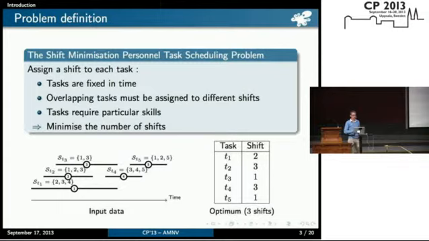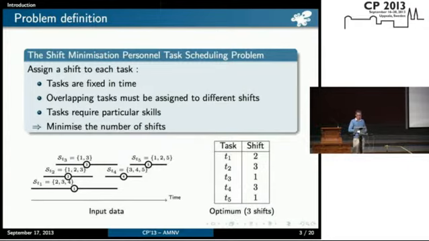So this problem is quite simple to state, at least. In practice, it's NP hard to solve, and it has numerous applications. You can actually replace shifts by any kind of resource. It can be trucks, it can be humans, machines, classrooms, anything.